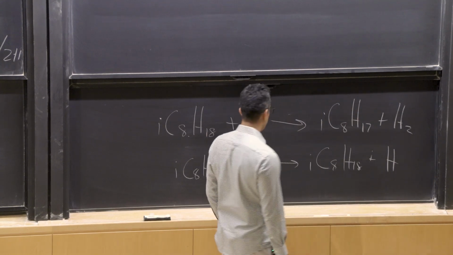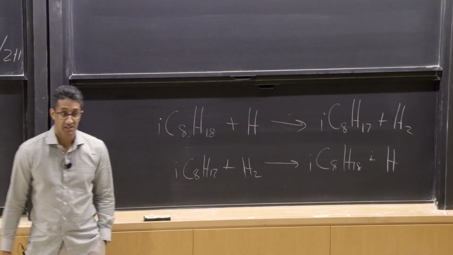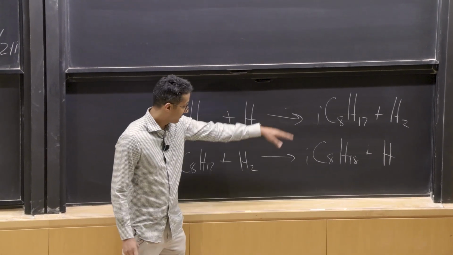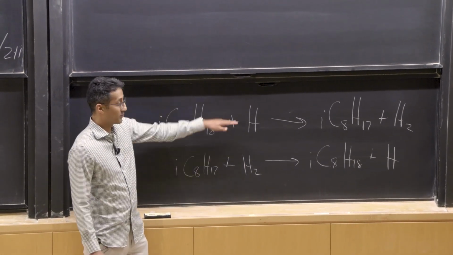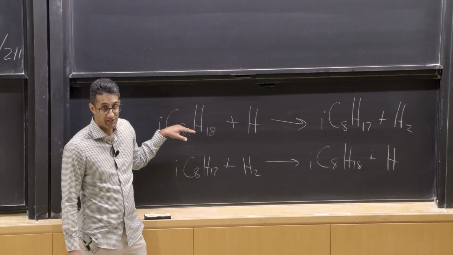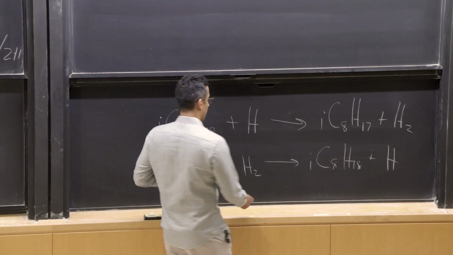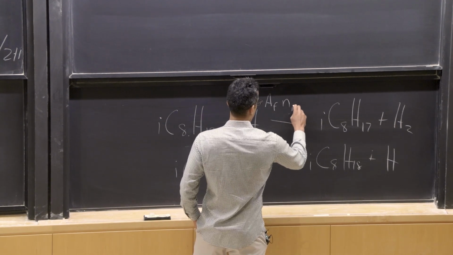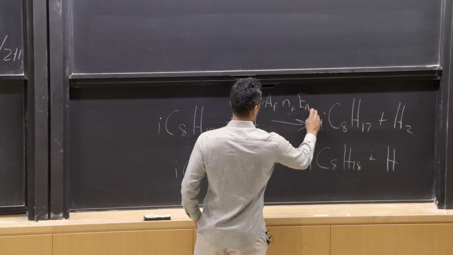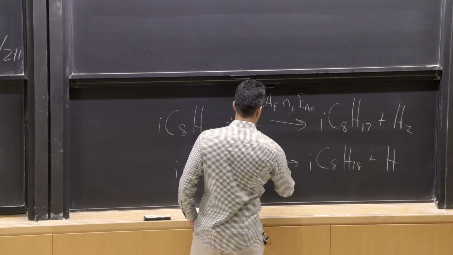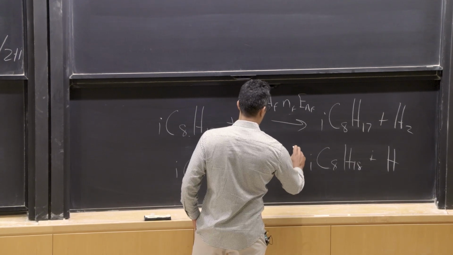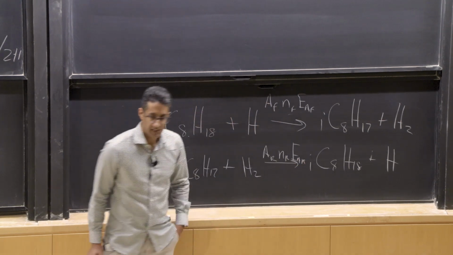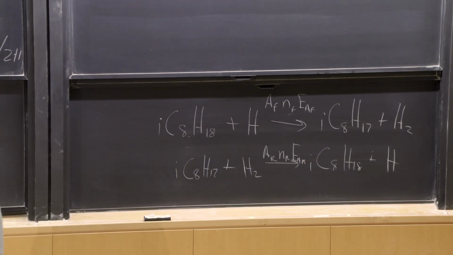Okay? Then they write the reverse reaction explicitly. And then you have the forward reaction. And what is this reaction? Well, it's just the reverse of the first reaction. Then they prescribe A, N, EA for the forward reaction, and you prescribe A, N, EA for the reverse reaction. So you get 2 different kinetic parameters for K forward, K backward.